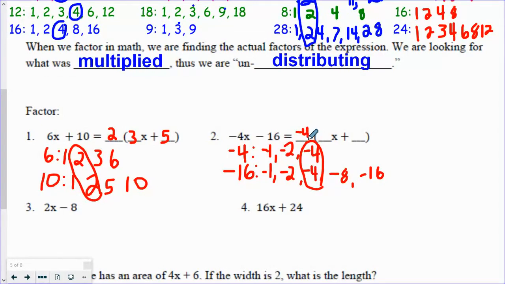So -4 divided by -4 makes a 1. It's a positive 1. Remember, when you're multiplying or dividing with two negatives, you get a positive answer. Now that's why this has changed from subtraction to addition, because we are now dividing by a negative number. Okay, 16 divided by 4 is 4.